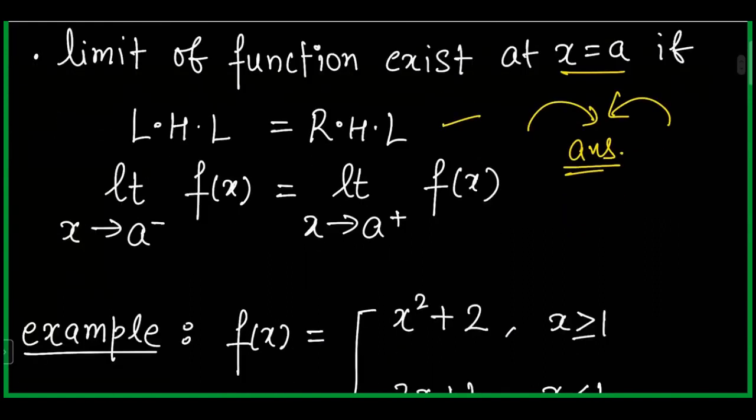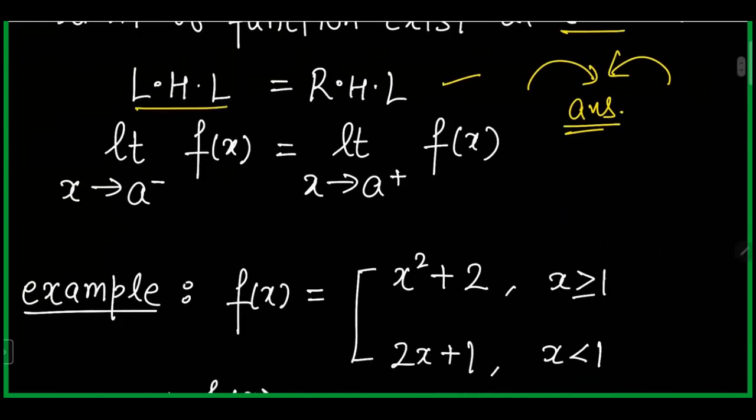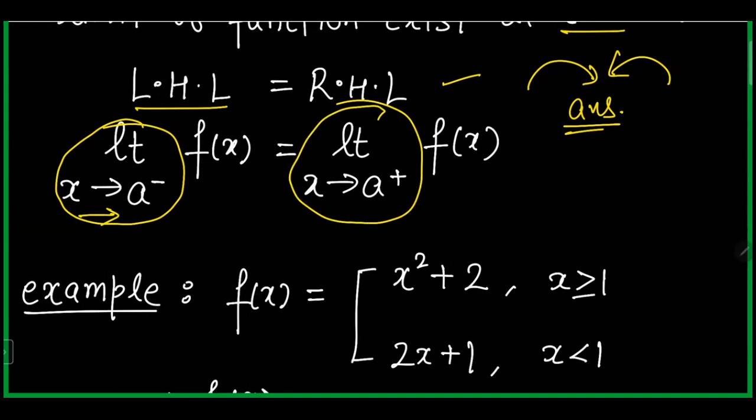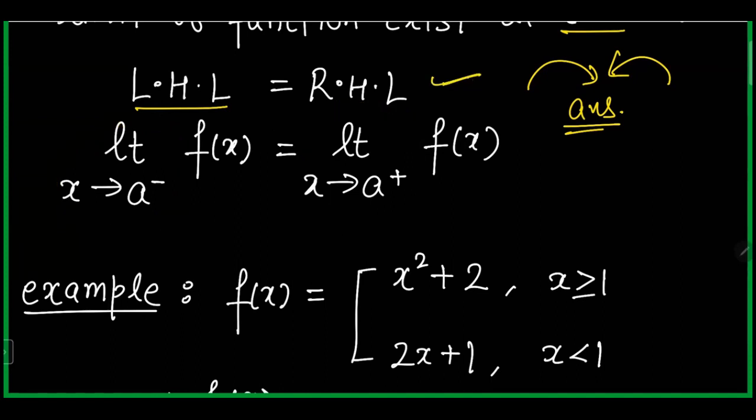So how can we write that? Left hand limit means our x is coming to a from the negative side. So you can say a minus. It means x is coming towards a from the left side. And x approaches a plus means your x is coming to a from the right side. So once you solve both of these, your answer should be the same.